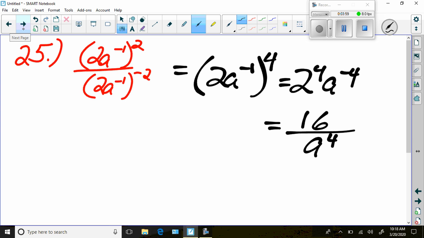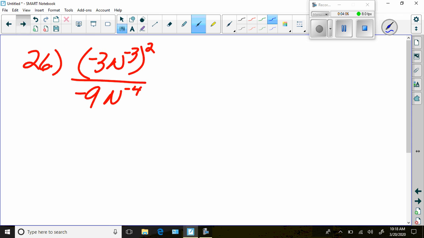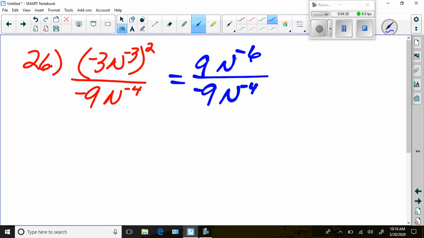Loving the calligraphy pen. How about I switch up the color? Yeah, why not? Let's go crazy. Number 26. These don't match. Doggone it. Negative 3 squared is 9. That'd be n to the negative 6. This is negative 9 n to the negative 4th. Okay, 4 n's are moving up, 6 n's are moving down. So it's going to be negative 1 and then n squared on the bottom.